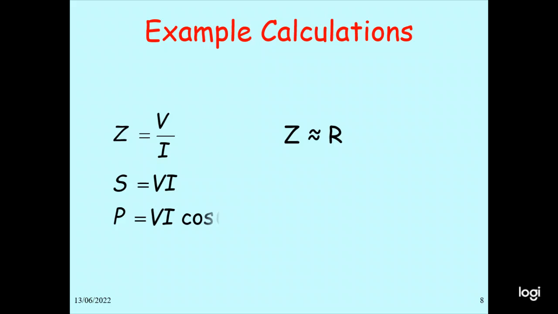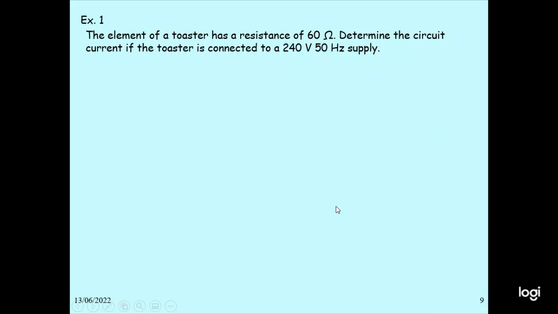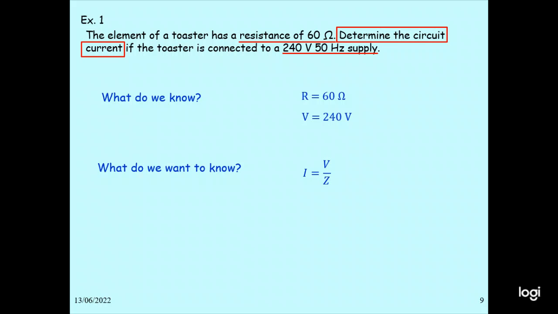Then we go on to the example calculations. In this case, you have to know the formulas: Z equals V by I, S equals V into I, P equals VI cos theta, Q equals VI sin theta, Z equals R. Example 1: the element of a toaster has a resistance of 60 ohm. Determine the circuit current if the toaster is connected to a 240 volt 50 Hz supply. What do we know? In this case, Z equals 60 ohm and V equals 240 volt. What do we want to know? I equals V divided by Z. So 240 by 60, you get 4 ampere.